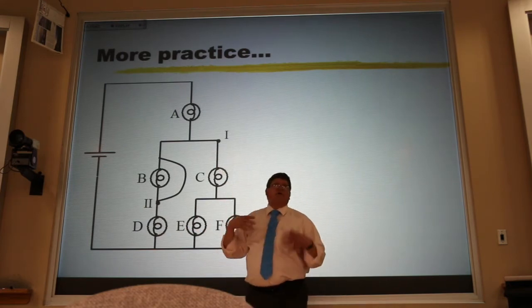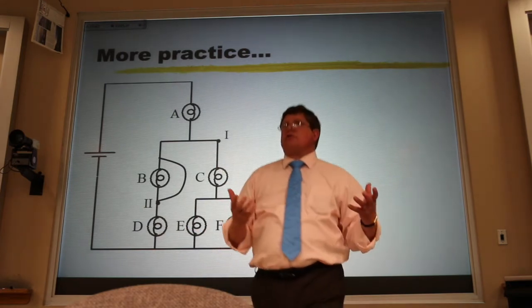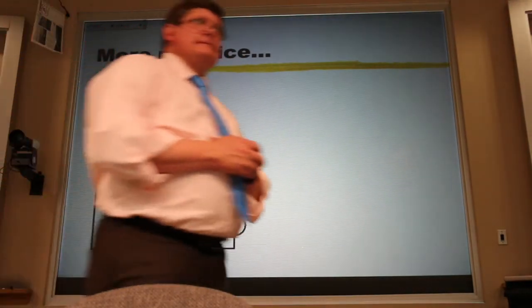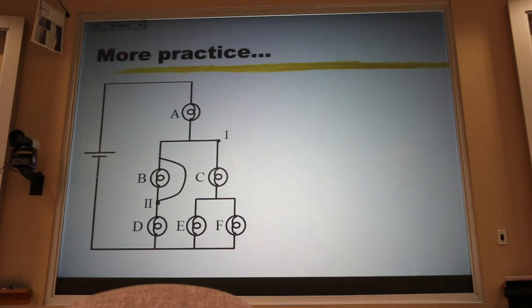So C is going to go from getting more than half of the current through the battery to less than half of the current through the battery. Okay? Now, let's do the last part of this, the last page of this problem.